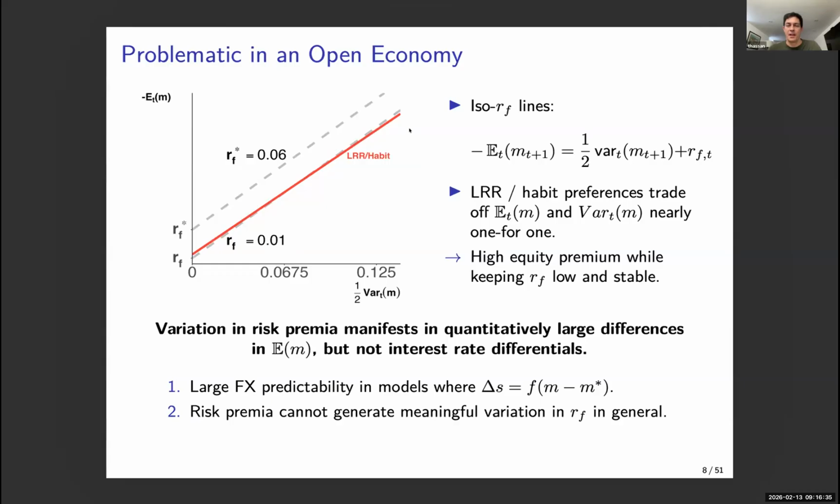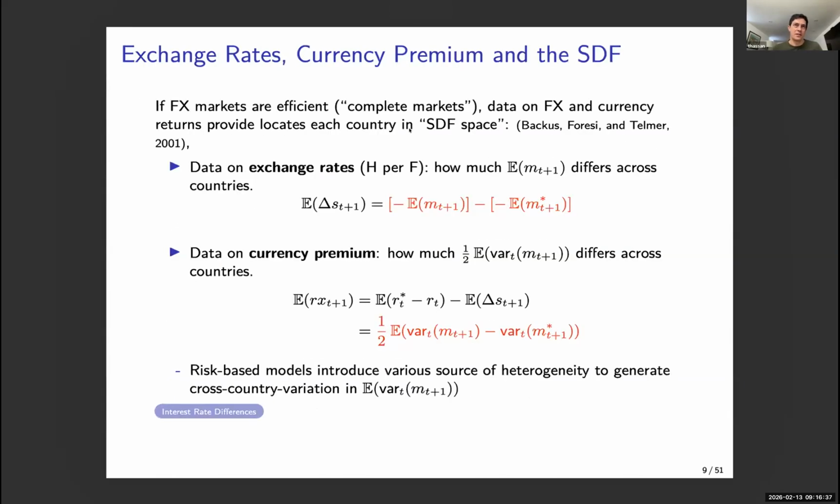And that's okay. So I'm going to now spend the rest of the talk explaining this a little bit better. Let me back up a little bit and explain what the relationship is between the axes of my graph and the FX data. If FX markets are efficient, if markets are complete, then data on exchange rates and currency returns basically tell us where each country is in this SDF space.